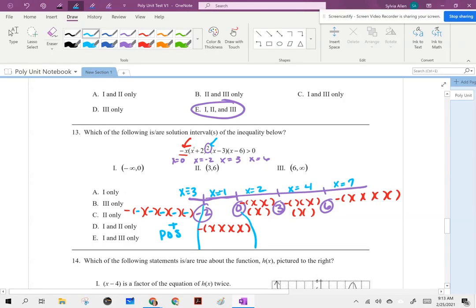Now let's go -1. So I've got a negative here. -1 is going to be a positive twice, a negative here, and a negative here. So I've got 1, 2, 3, 4 negatives.